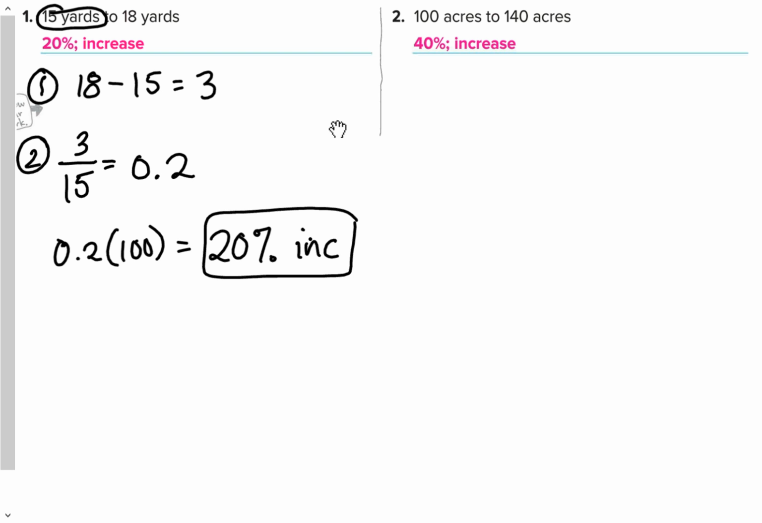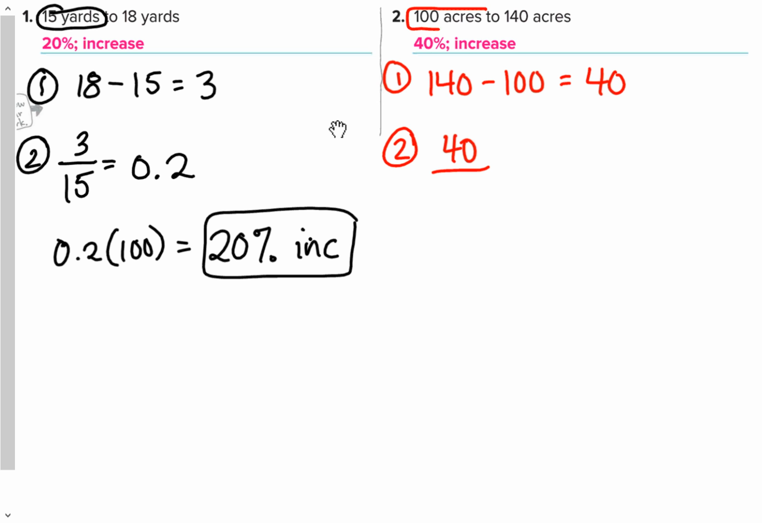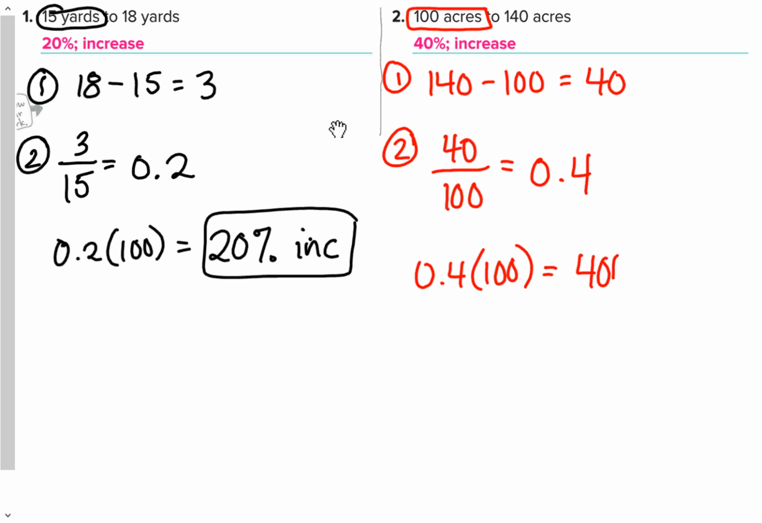All right. Number 2, 100 acres to 140 acres. We have to find the difference. So 140 minus 100, that equals a difference of 40 acres. Now we have to take the change, which is 40, over the original amount, which is 100, and that equals 0.4. Let's go ahead and take our 0.4, multiply it times 100 to make it a percent, and that is going to equal 40 percent. And if you can see, it went from 100 to 140, so that's an increase.